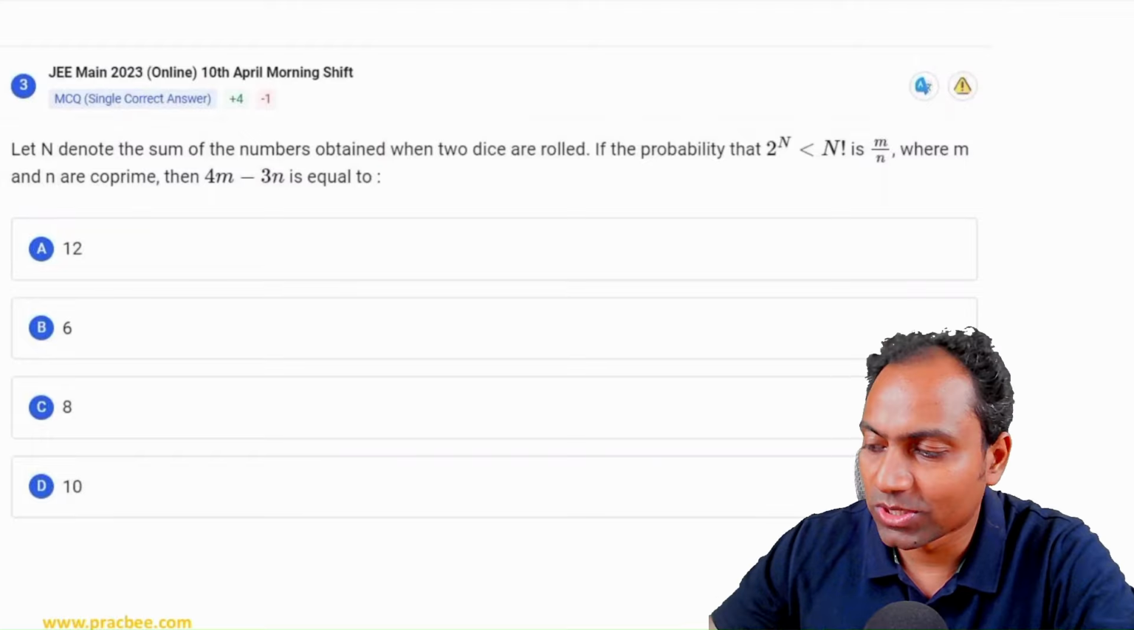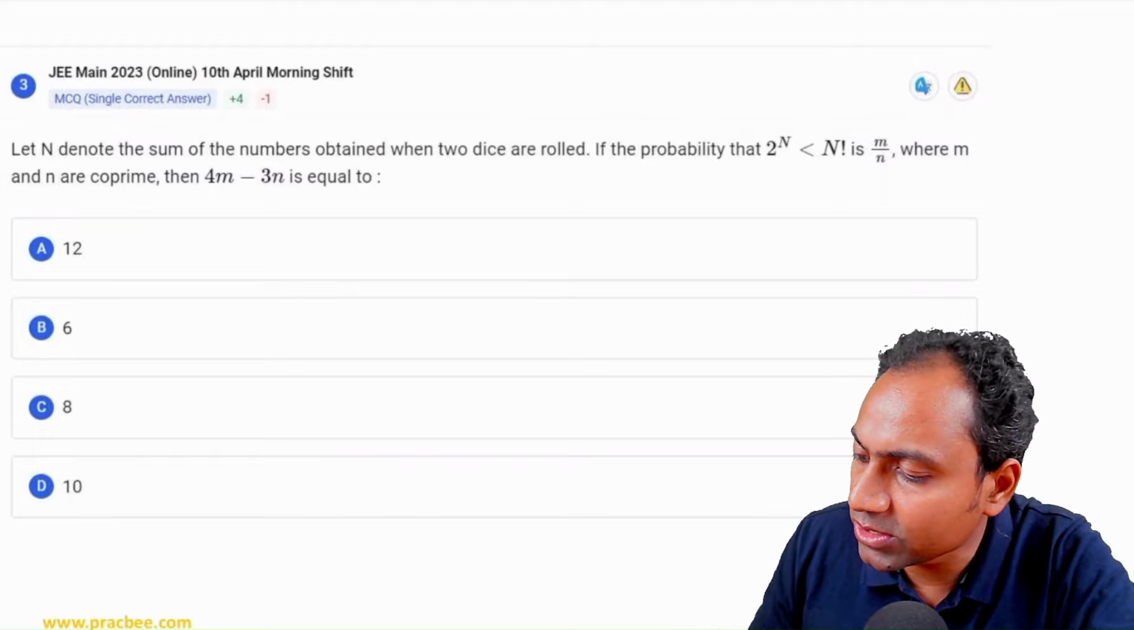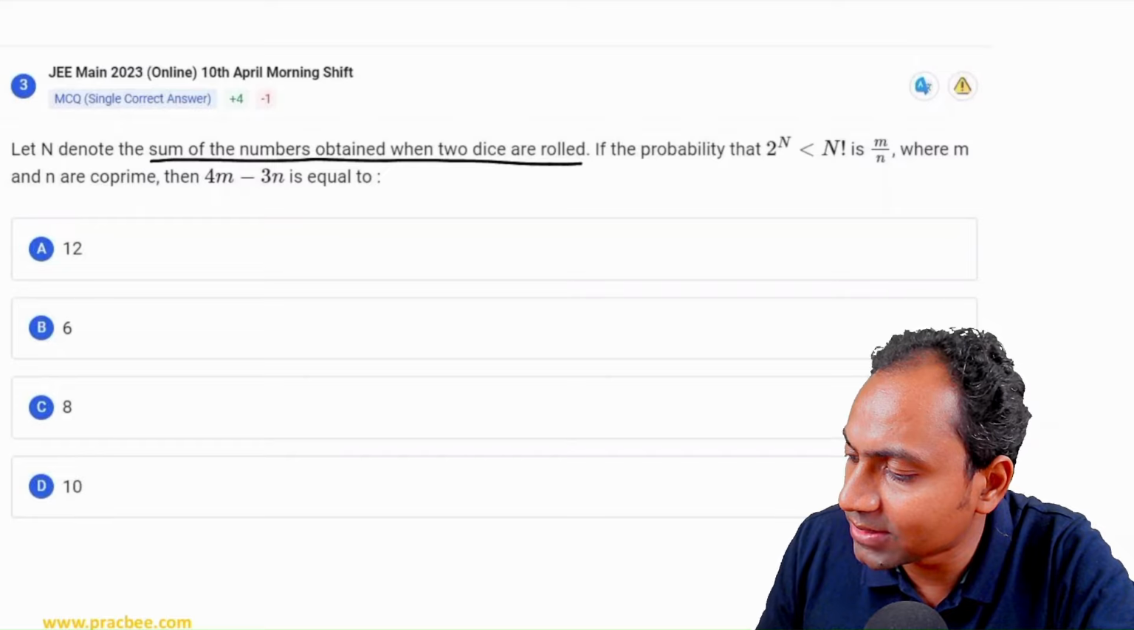If I move to this next question, we earlier did a question that talked about the sum of numbers obtained when two dice are thrown.